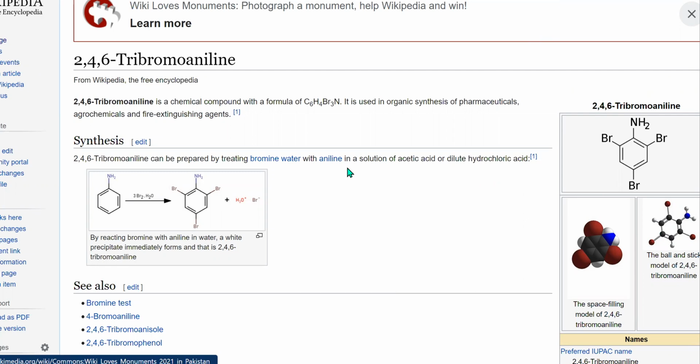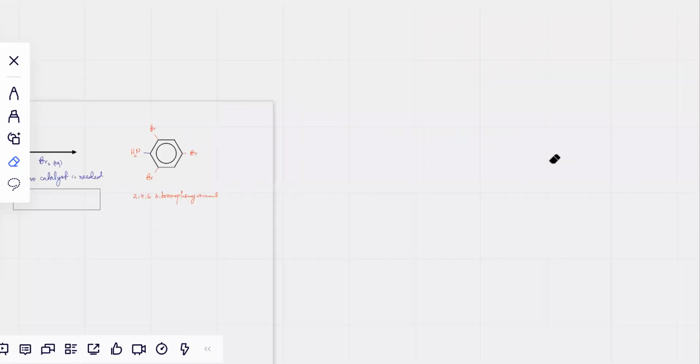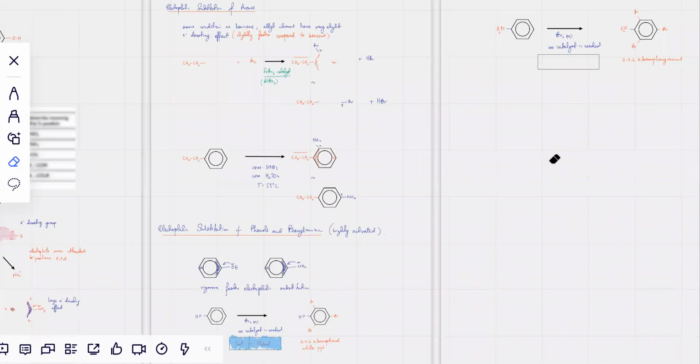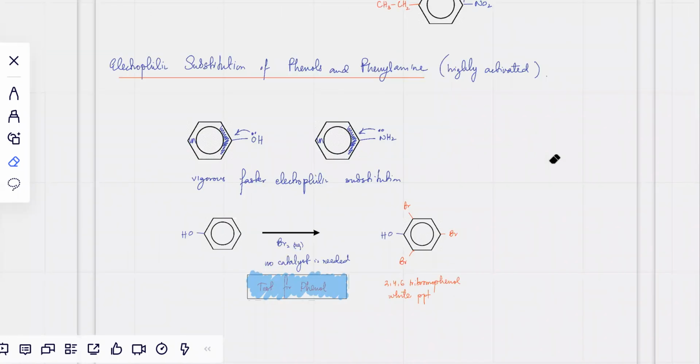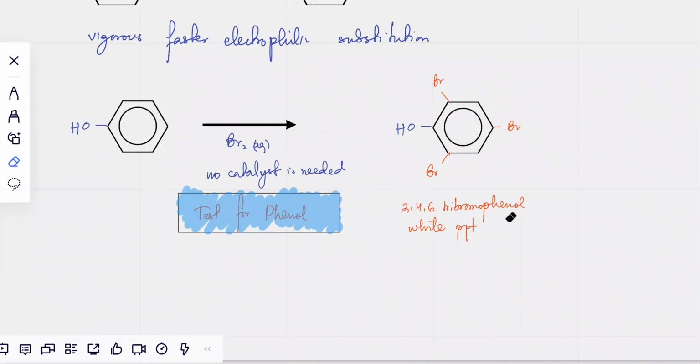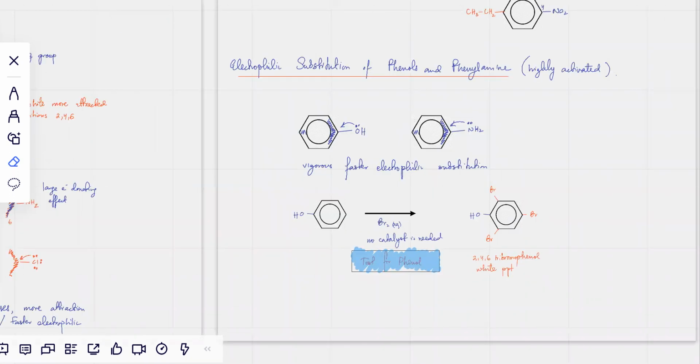Let's leave this at the moment. Forget the color of this. Just remember the other one for phenols. The test for phenols is that you get tribromophenol, and that's a white precipitate. Is this clear? Yes. So let's continue tomorrow. Just make sure we're still doing electrophilic substitution, except for benzene derivative compounds. So okay, everyone, take care.